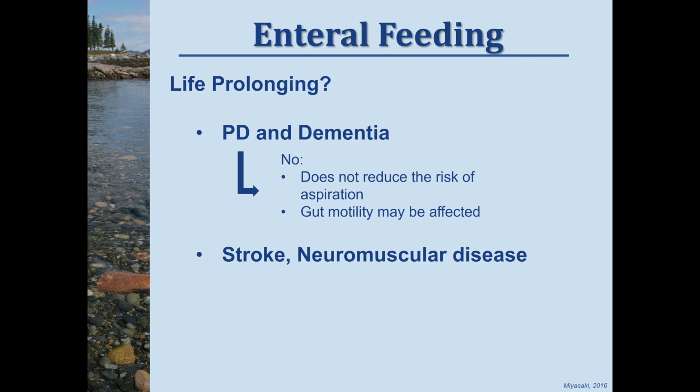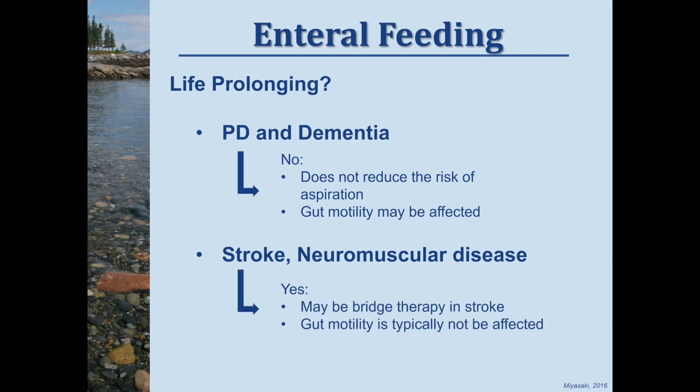And I have Kara saying yes, it is. So in stroke, a PEG tube might actually be a great bridge therapy. If somebody has acute dysphagia at the time of stroke, that may be something that will recover over the next weeks or months. So having a means of artificial nutrition for that time can be very helpful to get them to the next spot to find what that new functional baseline is. And gut motility in these cases is typically not affected to the same degree as in Parkinson's and dementia.